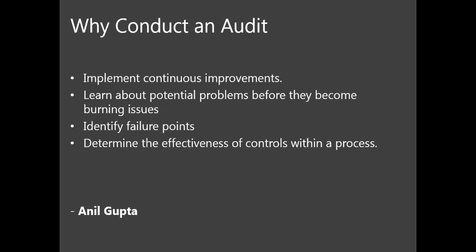Organizations conduct audits to examine a business process and evaluate the process's compliance with internal and external requirements. They also use audits to implement a continuous improvement cycle. So internal and supplier audits allow management to, one, learn about potential problems before they become burning issues, two, identify failure points within a process so relevant stakeholders can implement corrective actions in a timely manner, and three, determine the effectiveness of controls within a process.